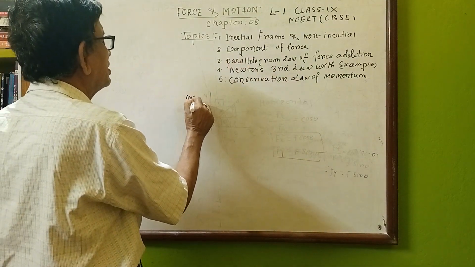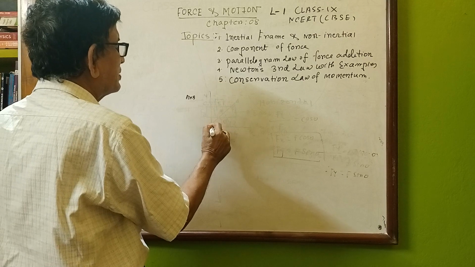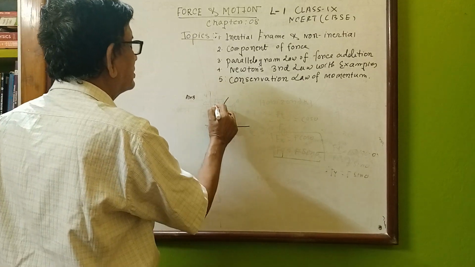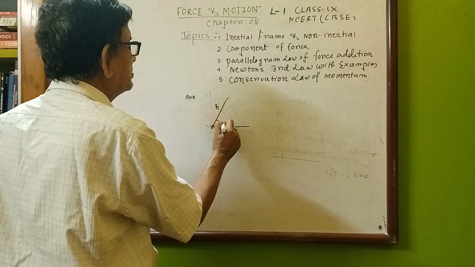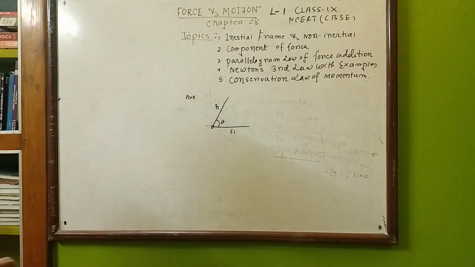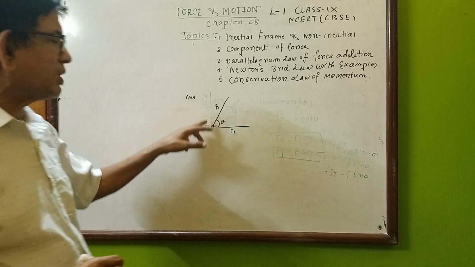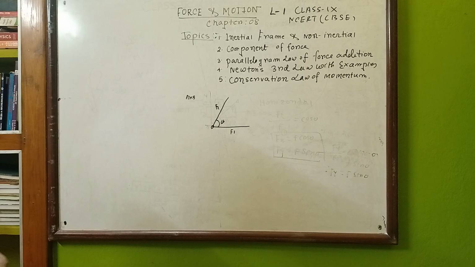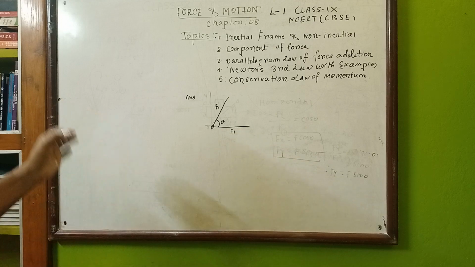Suppose O is the point, and two forces are acting, one is F1, the other is F2. The angle between them is theta. Now children, you may ask me, if F1 and F2 act on the point O, what is the resultant force? Some students make some mistakes.